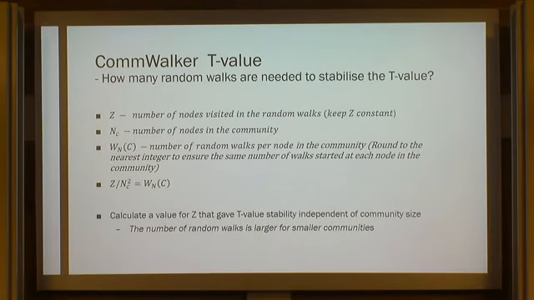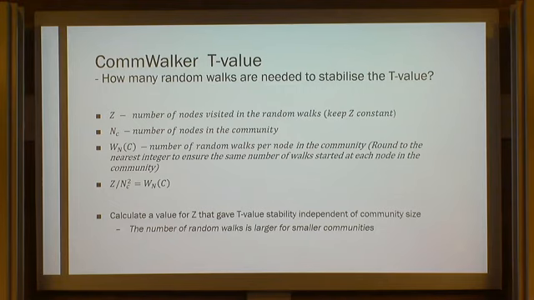So in order to try and work this out, we're just actually going to see how many random walks are needed just to stabilise the t-value. So can I stabilise it? So the number of nodes visited in the random walks, so you have the number of nodes in the community, and then the number of random walks per node in the community. So what I'm going to try and do is calculate a value for z that gives you a t-value stability, and I want it to be independent of community size.